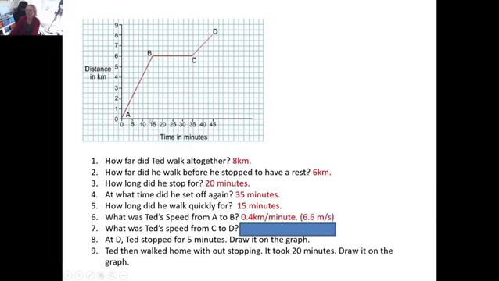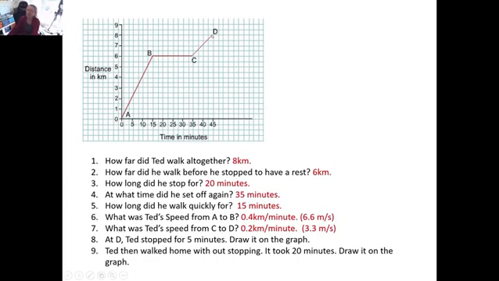The speed from A to B was 0.4 kilometres per minute, and if you took the trouble to convert that to metres per second, you should have got 6.6 metres per second. The speed from C to D was 0.2 kilometres per minute, or 3.3 metres per second.